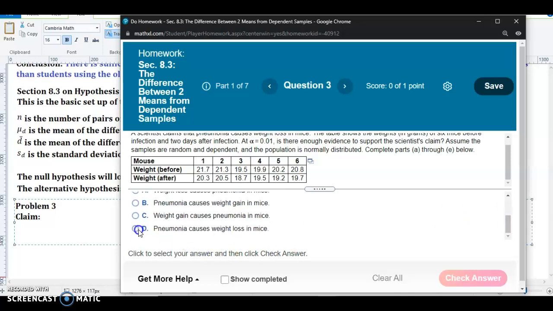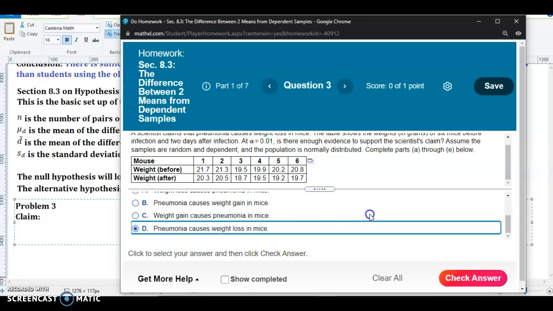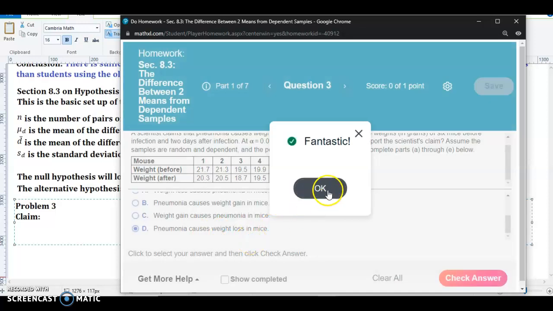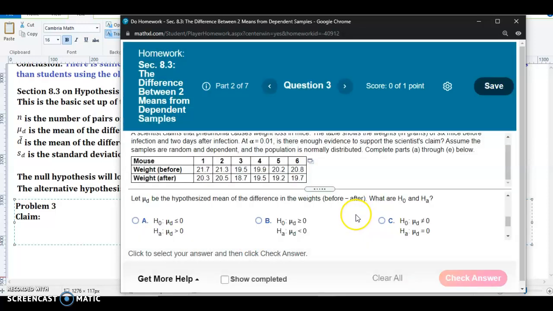Okay, so it looks like answer choice D is the most appropriate answer. Right, pneumonia causes weight loss. Okay, and then we want to select the correct null and alternative hypotheses for this test.